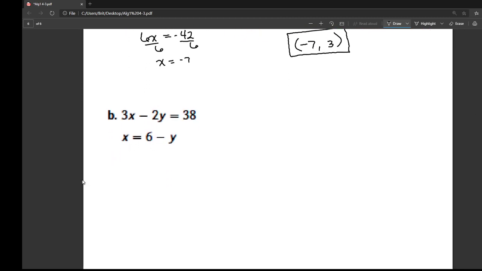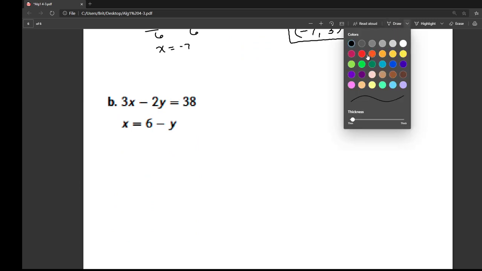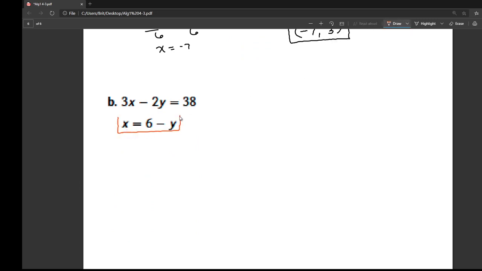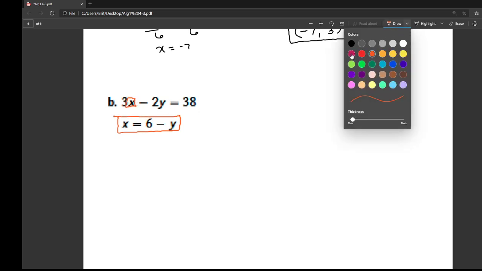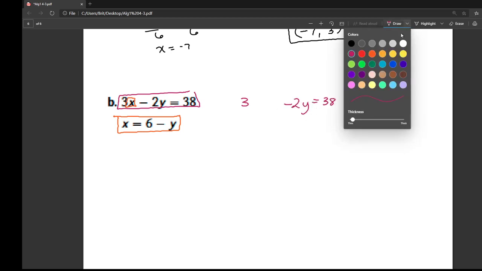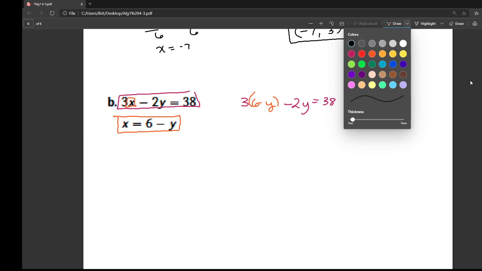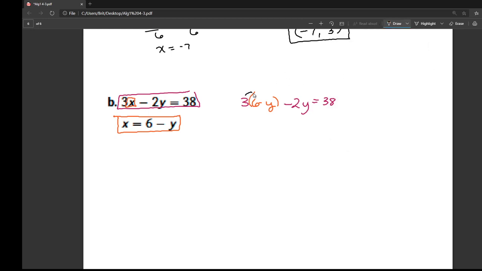Now on part B here, do you see how the x is already isolated? So in a situation like this, it's probably easier to just substitute into the first equation. And so that's what I'm going to do, is I'm going to rewrite this red equation, leaving a nice big space for the x's. And remember, when you substitute, you need to make sure to use parentheses. So then you distribute to the parentheses.